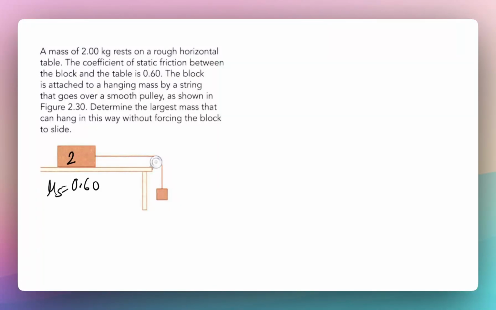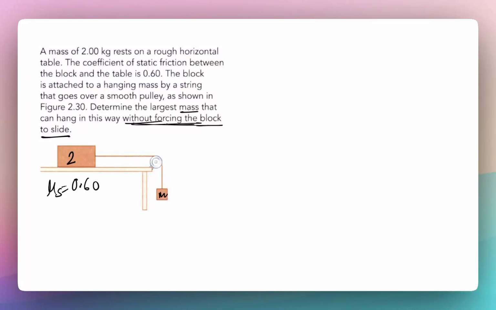The block is attached to a hanging mass by a string that goes over a smooth pulley. And this is our hanging mass M. Determine the largest mass M that can hang in this way without forcing the block to slide. So the condition we have to look for is why the block will start to slide, and what is that.